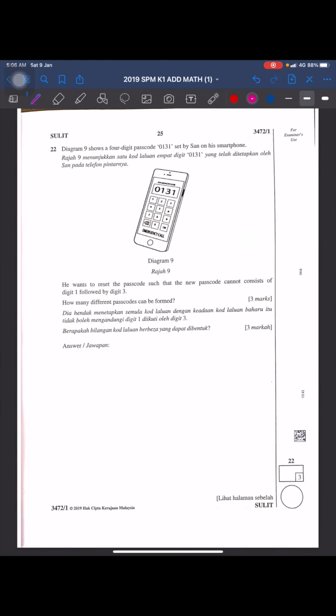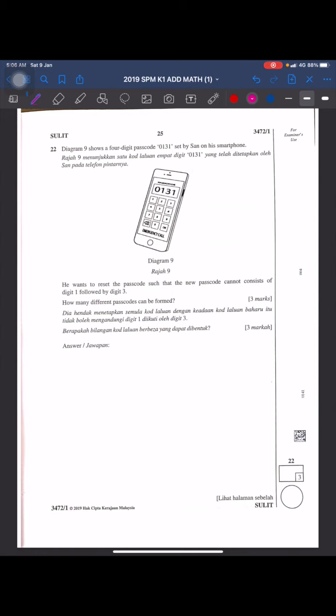Okay, next, number 22. Diagram 9 shows a 4-digit passcode 0131 set by a son on his smartphone. He wants to reset the passcode such that the new passcode cannot consist of digit 1 followed by digit 3. How many different passcode can be formed?